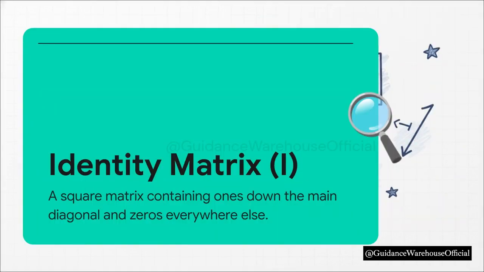The identity matrix, which we just call capital I, is a square matrix that has ones straight down the main diagonal, from the top left to the bottom right, and zeros absolutely everywhere else. Just like the number 1 in regular math, if you multiply any matrix by the identity matrix, you just get your original matrix back. It's almost like looking in a mirror.